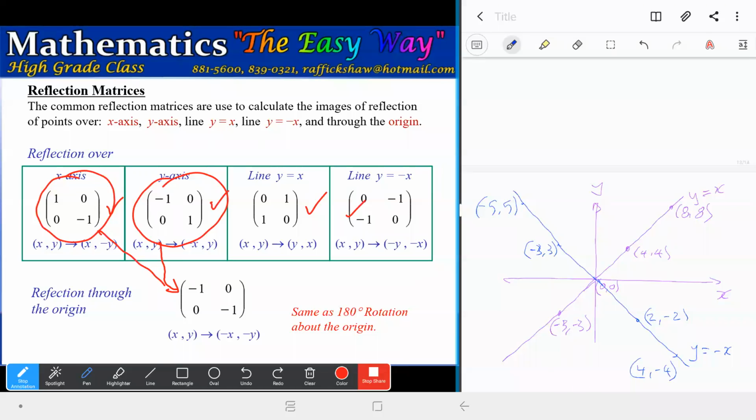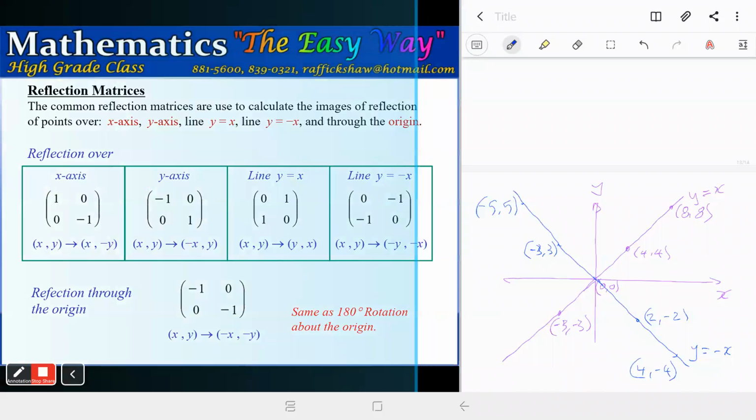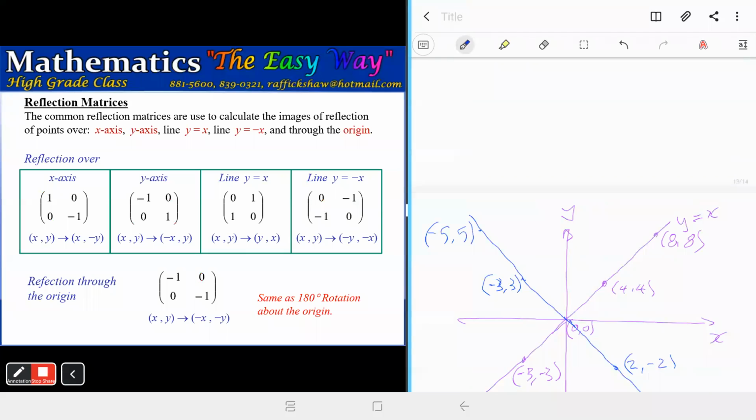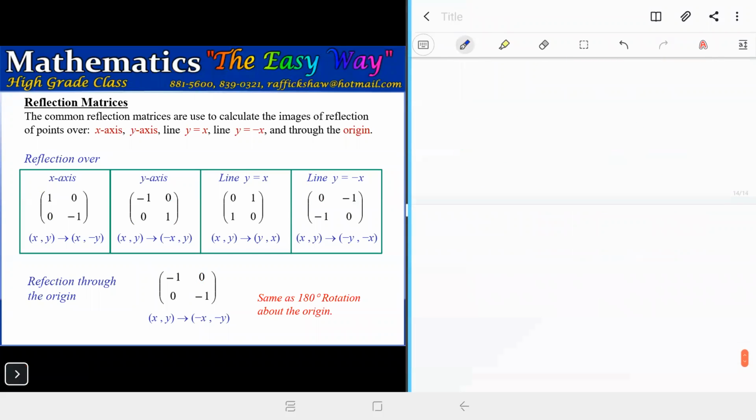But let me show you. Let me write out all of them and show you now. Quick and fast, those reflection matrices. Watch this. Let me write them out and show you how I memorize them. All right. And you need to take some time to remember them.